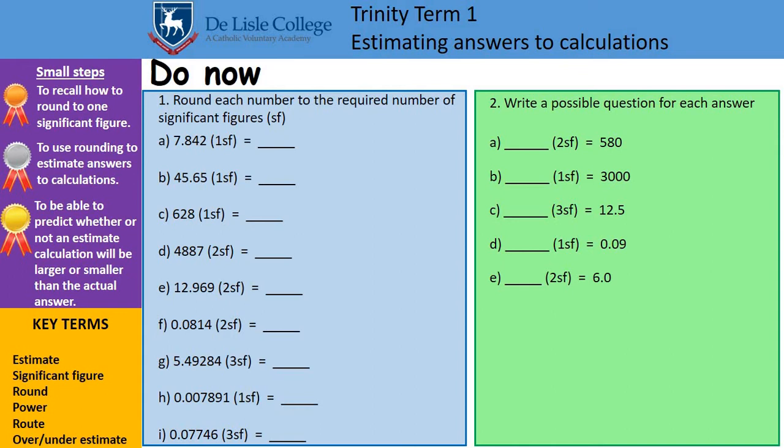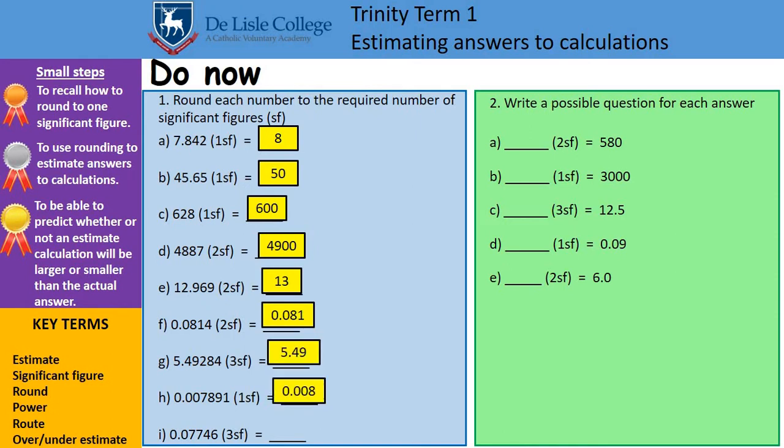Right, good. So just looking back at rounding to significant figures, which we did a couple of lessons ago, you should have 8, 50, 600, 4,900, 13, 0.081 and so on. Here are your answers. If you've got some wrong, you've probably not looked at the number of significant figures you should be rounding to, so maybe go back and have a look at those again. And then write a possible question for each answer.